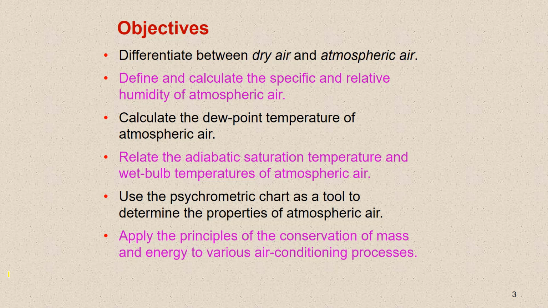The objectives are to differentiate between dry air and atmospheric air, and to define and calculate the specific and relative humidity of atmospheric air while calculating the dew point temperature of atmospheric air. We will relate the adiabatic saturation temperature and wet bulb temperatures of atmospheric air. We will also use psychrometric charts as a tool to determine the properties of atmospheric air and apply the principles of conservation of mass and energy to various air conditioning processes.